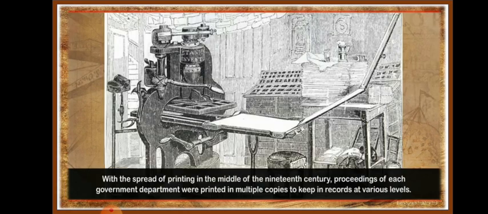Now, with the spread of the printing press in India during the middle 19th century, proceedings of each government department were printed in multiple copies to keep in record at various levels. When the printing press was not there, it was difficult to preserve the records because everyone had to make the copy with their hand. But as the printing press was introduced in India, newspapers, magazines, letters, memos, lots of things started being published in printed form. So that has increased the literary sources for the knowledge of history.